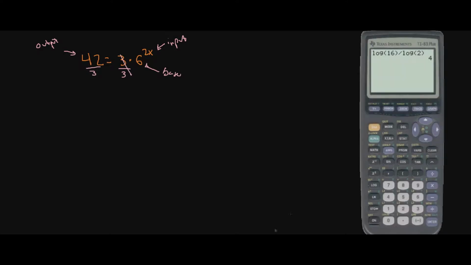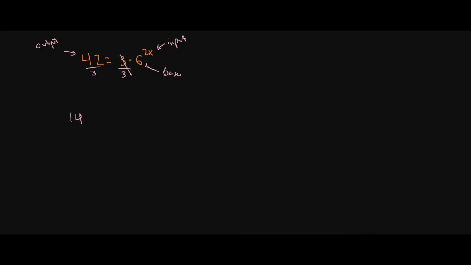So let's go to my calculator and let's do 42 divided by 3. And when I do that, I get 14. So I'm going to get 14 is equal to 6 to the 2x. All right. Now that I just have my output, my base, and my input, now we can turn this into logarithmic form and solve for it.